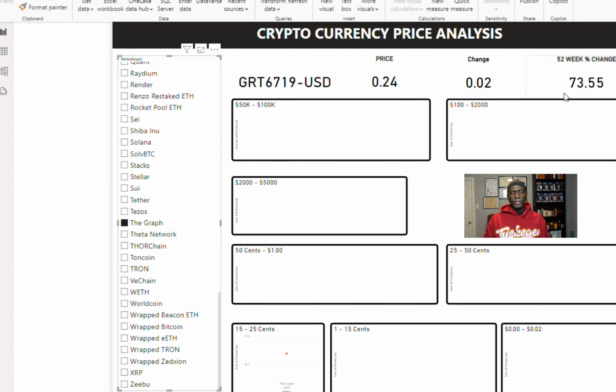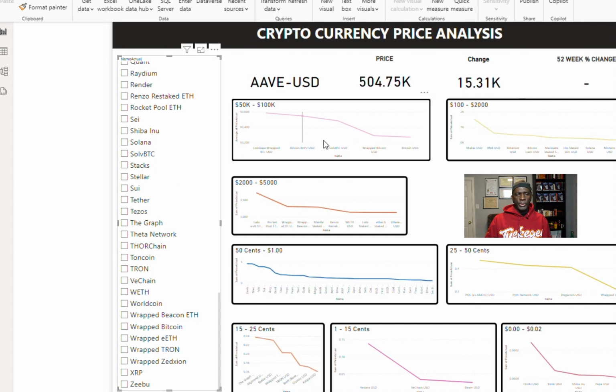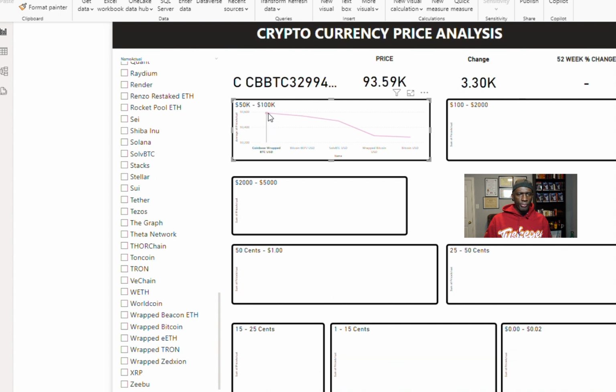Basically, the only thing I really want to show you as we look at how we can analyze crypto data is that we've got 97 different cryptos, each in these line charts, broken out by the values of the cryptos. Of course, we know that Bitcoin has hit over 90,000 in the past couple of days. If I click here, we are now on Bitcoin, and we get the symbol, the current price, and the change. We're not seeing a 52-week percent change, but I don't know why that is.